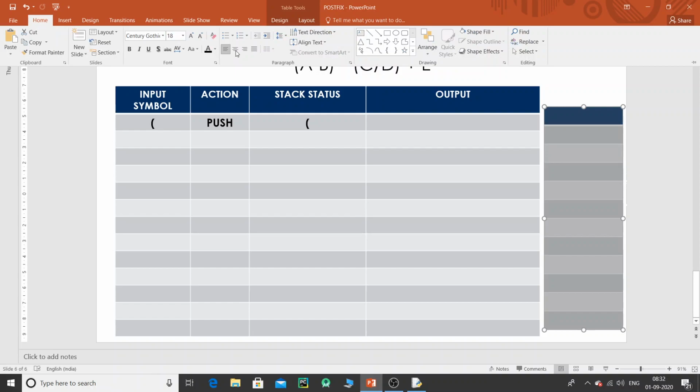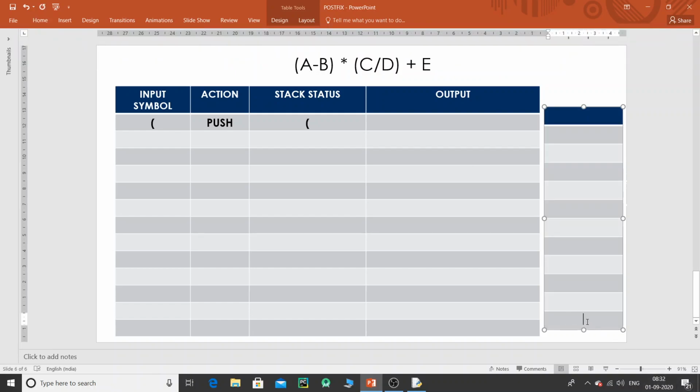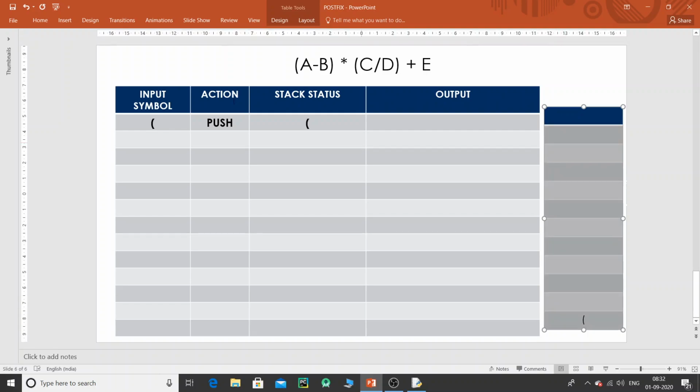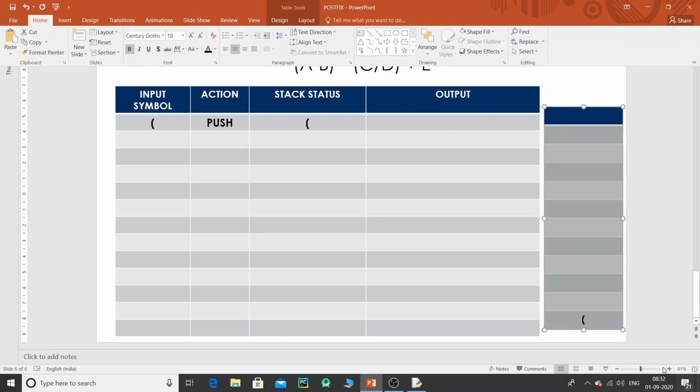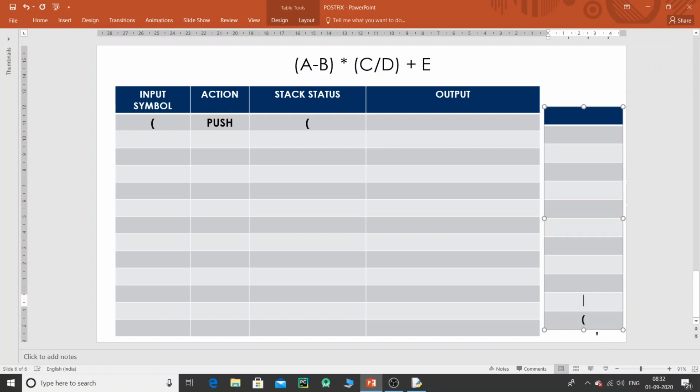The first thing that went into the stack was the opening bracket, so the top of the stack is the opening bracket. Now let us move to the next character, which is a. If the input symbol is a, we're going to do nothing. Nothing goes in the stack, straight away write to the output stream. If it is an operand, we write it into the output, that is the postfix string.